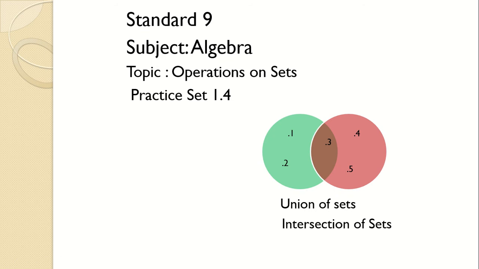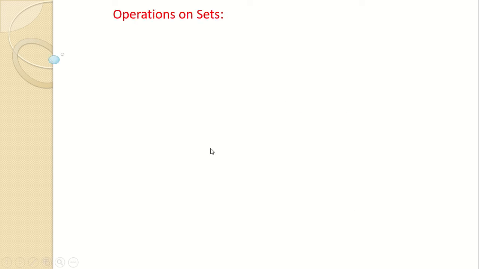Hello students, in our today's algebra class we are going to learn about operations on sets, basically union of sets and intersection of sets. So let us see what is meant by union and what is meant by intersection of sets. So first we will learn about intersection of two sets.